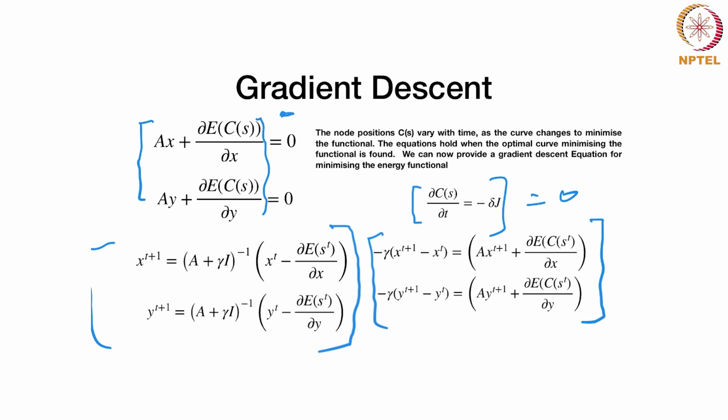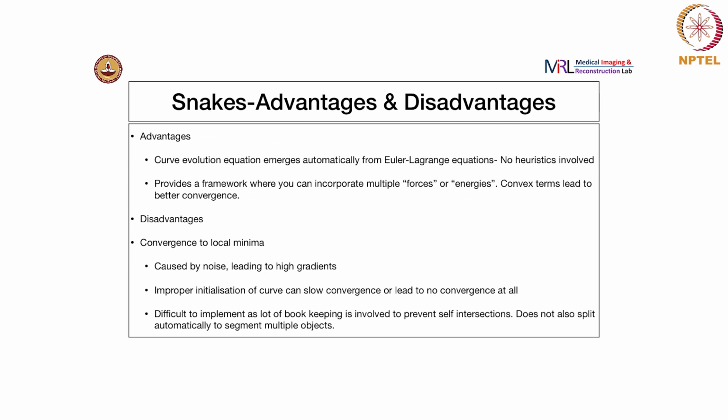So what are the advantages of this? The curve evolution equations emerge automatically from Euler-Lagrange. You didn't do anything other than intuitively decide that you want a smooth curve and you want it to be attracted to gradients. That's the condition you imposed, and the mathematics for moving the curve around came out automatically. Of course, it's very complicated, but still it came out.